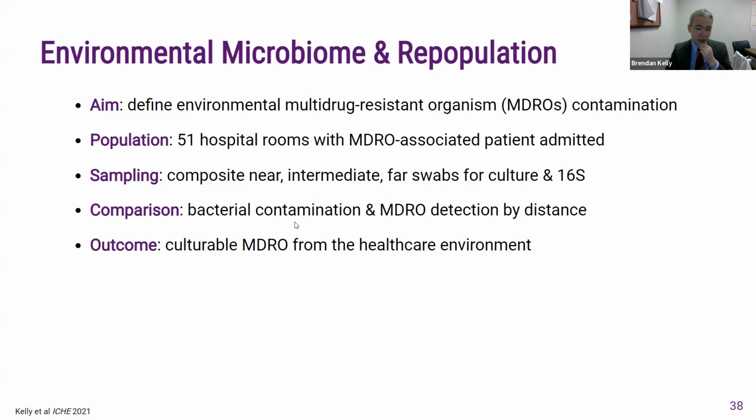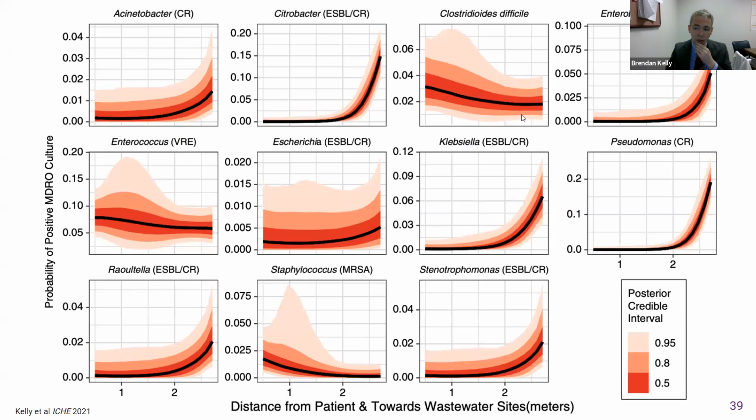And the goal, again, was to understand both bacterial contamination and where bacteria were able to sustain their populations, and we could detect them by cultures, particularly multidrug resistant bacteria. And here's what we found. So here's a bunch of different multidrug resistant bacteria, and I'm going to show you the culture data first, and then I'll show you the 16S data so you can compare.